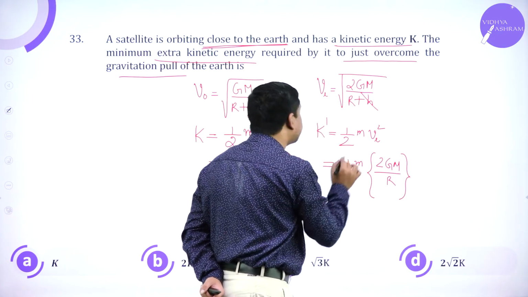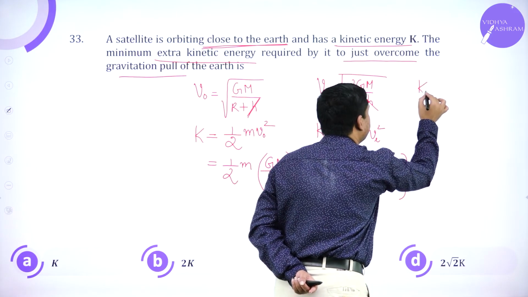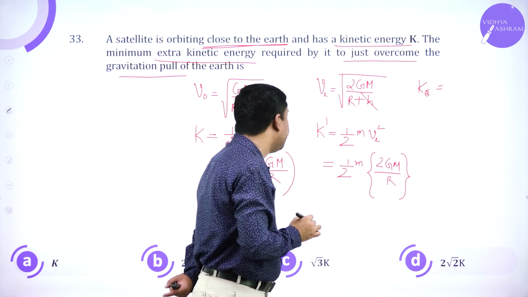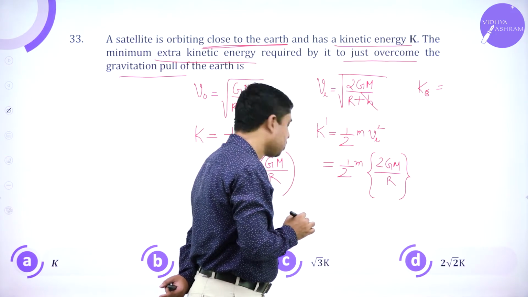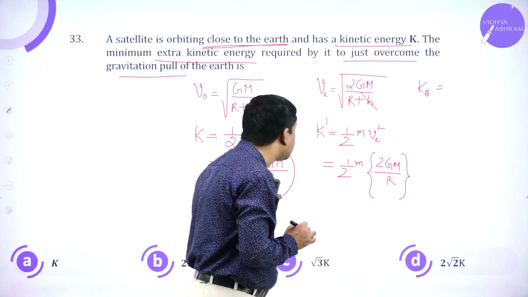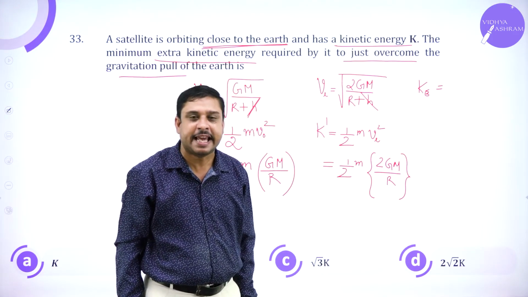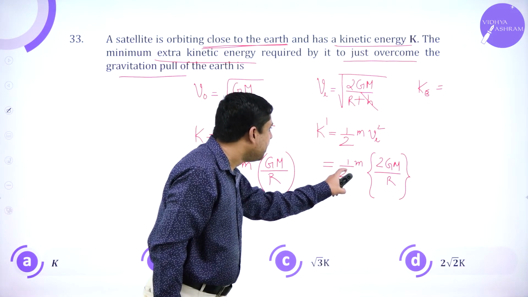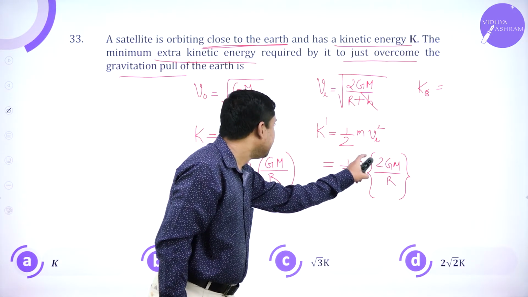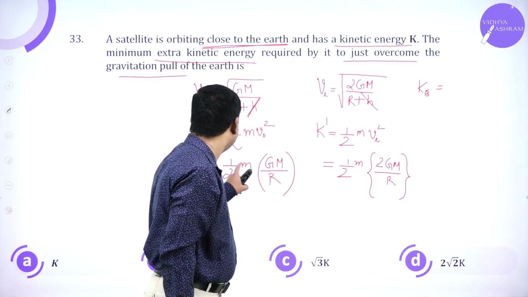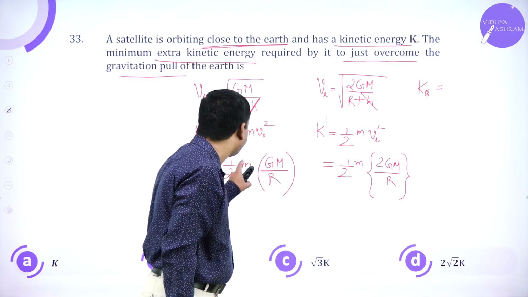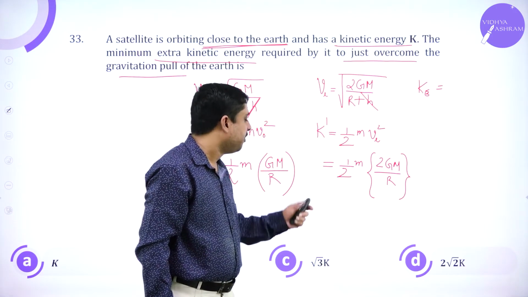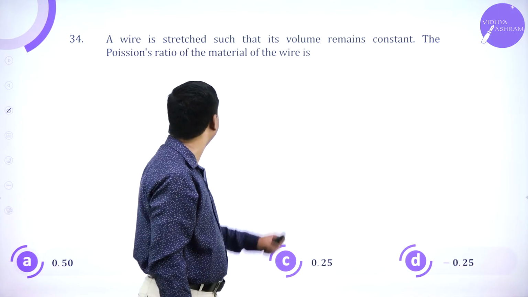So the extra kinetic energy, what is this extra kinetic energy equal to now? So it is 2K minus K. The difference of this will be the answer. I've given you what is K, what is K dash. If you observe, this is GM by R, K is half GM by R. So you substitute, find the difference, you get the answer.